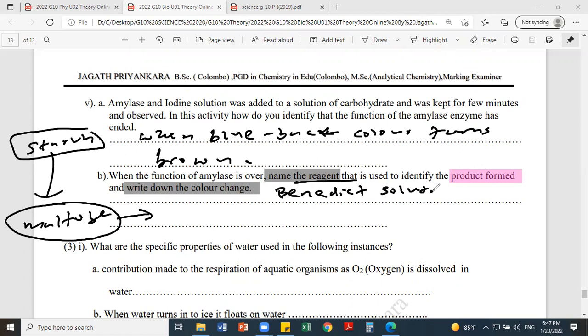Or Benedict reagent. And that is number one. Then second, you have to write the color change. Blue to brick red. If you can write all the colors, no problem. Blue to brick red at least. If there are color changes, then you have to write all of them. Blue turns into brick red color. So what are the two answers here? Reagent to identify maltose: Benedict solution or Benedict reagent, and the color change: blue to brick red.